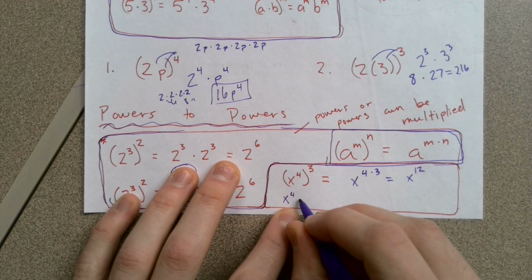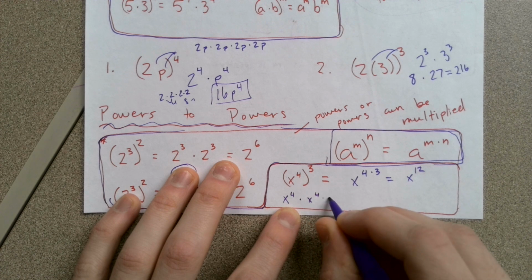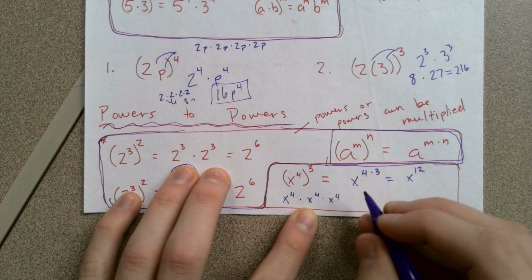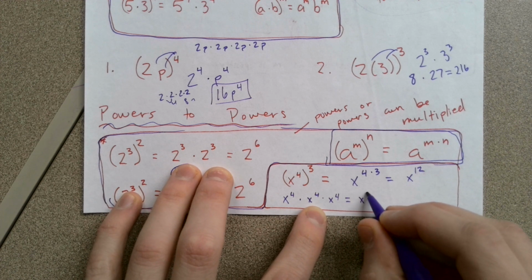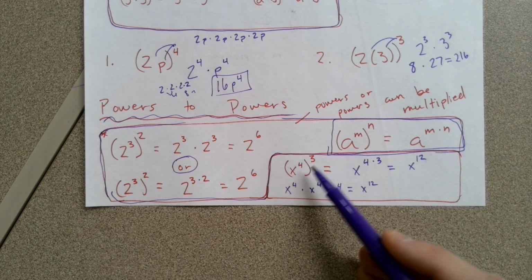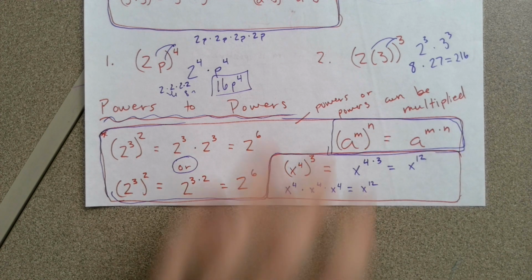Otherwise, if I were to write this out normally, it would be like this. x to the 4th, 3 times. And then we would add those up from there. And we could get x to the 12th. And you'll notice we get the same answer there. This just makes it a lot easier for us to do. That's that powers to power rule.